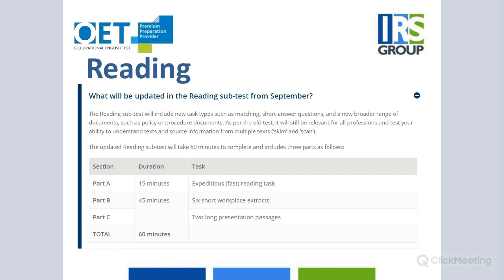So what is there in part A? Questions. It is basically a skill which you require. You need to do a fast reading. You need to be reading very fast.